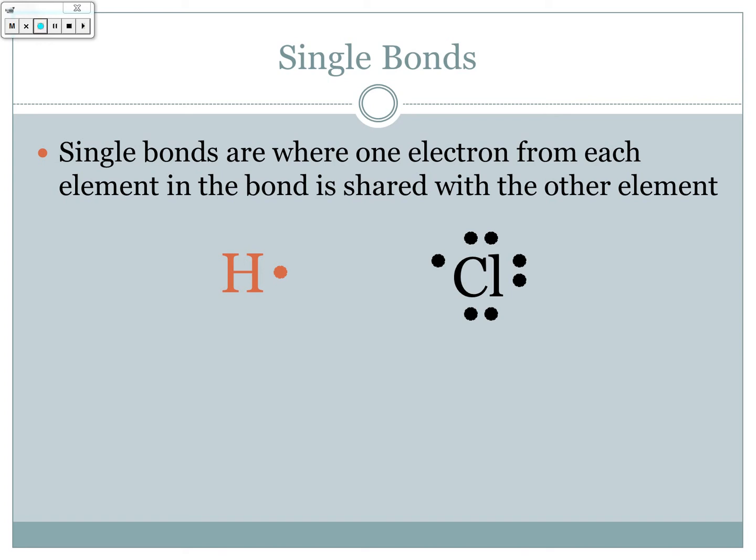So hydrogen will share its one electron with chlorine. Chlorine will share one of its electrons with hydrogen. And so they're going to share the electrons to make a bond. So then we have a hydrogen and a chlorine, and those two electrons, that red electron from hydrogen and this black electron from chlorine, are shared to make this bond.